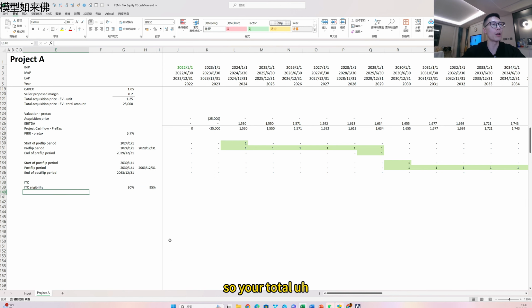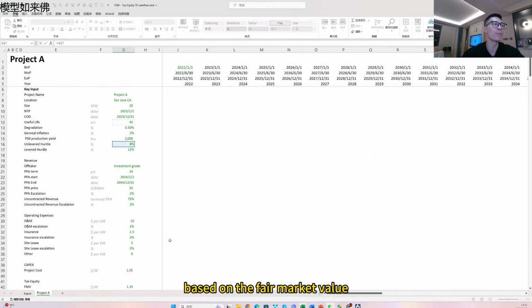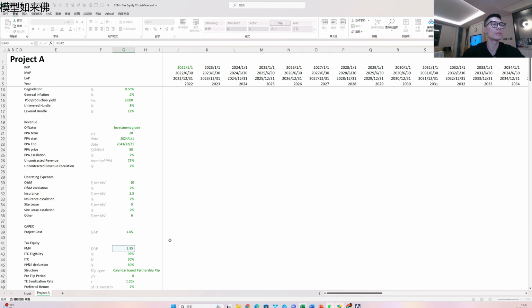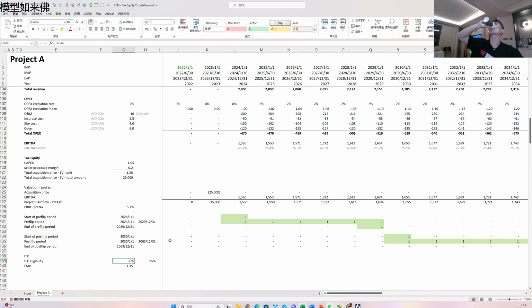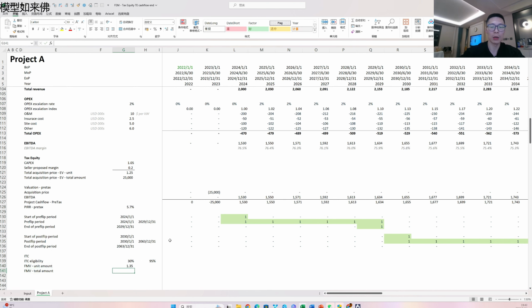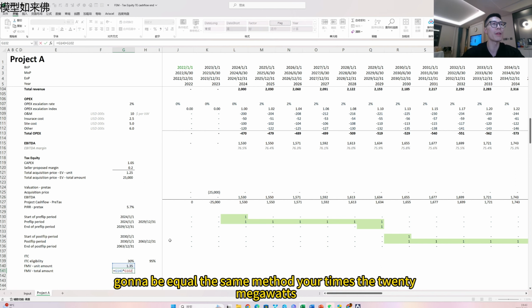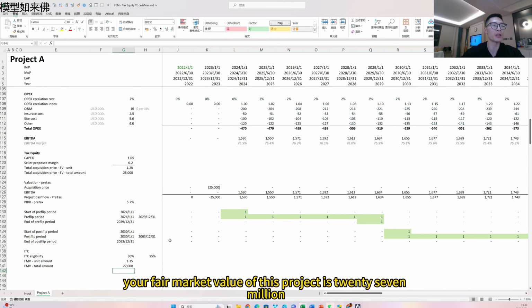So your total, your fair market value. Be careful, there is a fair market value here. So the ITC amount is going to be calculated based on the fair market value. Otherwise, there's a way to manipulate the ITC, right? So that's the unit price, and your total amount is going to be the same method. You times the 20 megawatts, you times 1,000. So your fair market value of this project is 27 million.